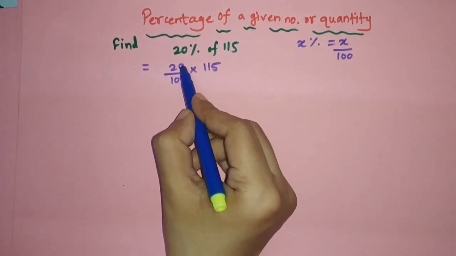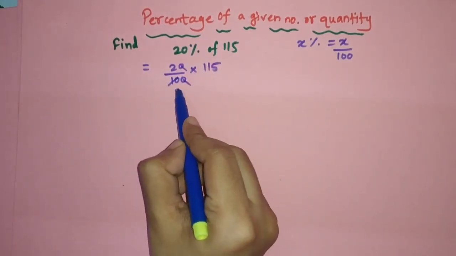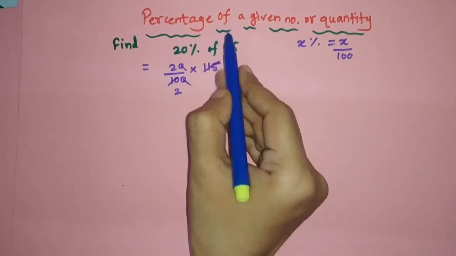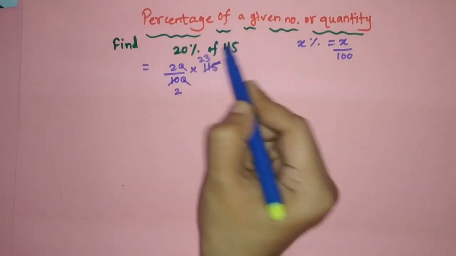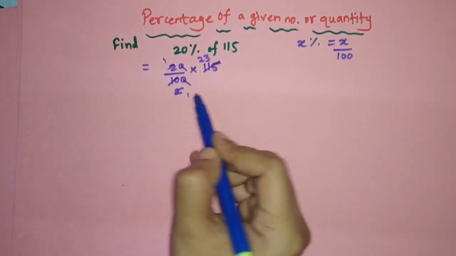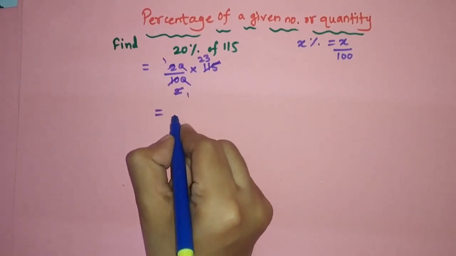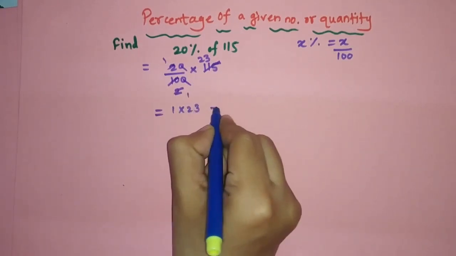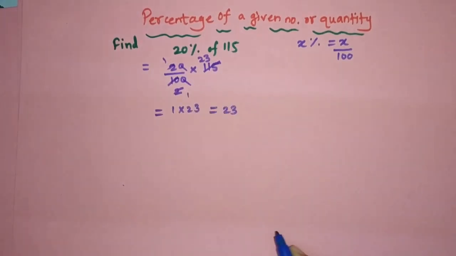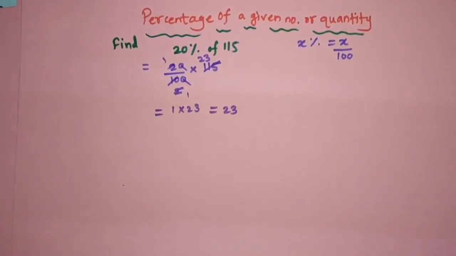Now just do the calculation here. We can cut the zeros. Here we can go 5 2s are 10, and here, friends, 5 2s are 10 and 5 3s are 15. And these 2 1s are 2 and these 2 1s are 2, you can cancel. And you will remain with 1 into 23, so that is 23. So here 20% of 115 is 23.